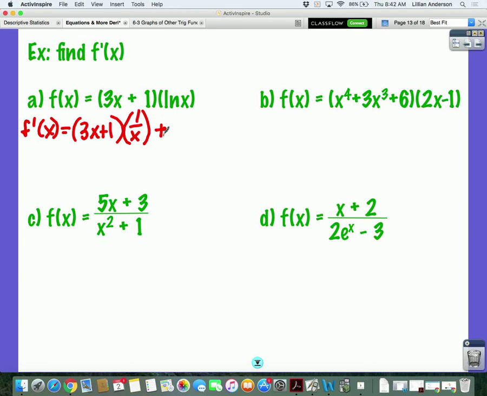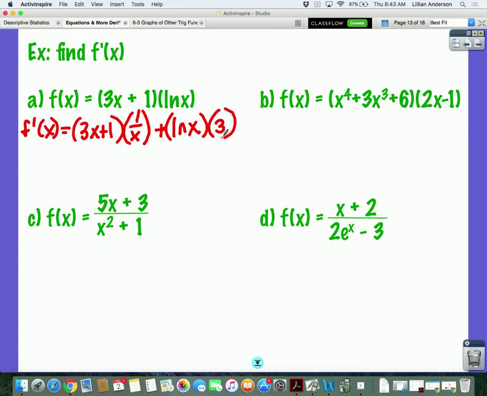Plus the second function, which is ln of x, times the derivative of the first function, which is 3x plus 1. What's the derivative of 3x plus 1? 3. Okay? Once you apply the rule, it's just simplifying after that.